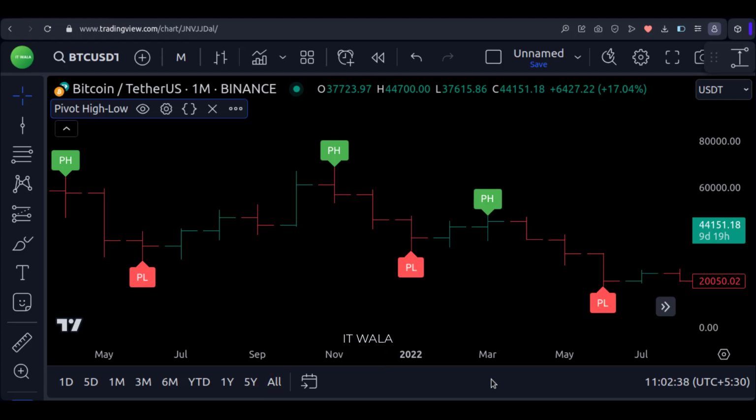So that's it. That's how we can find out pivot high-low values using the built-in Pine script functions in the TradingView.